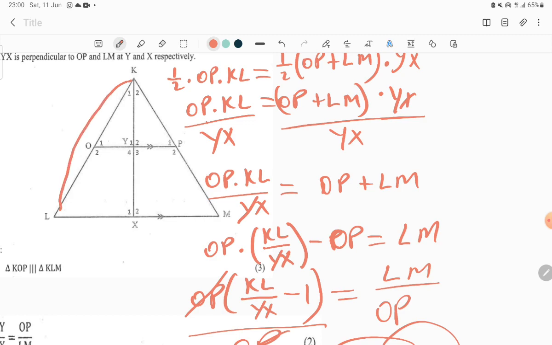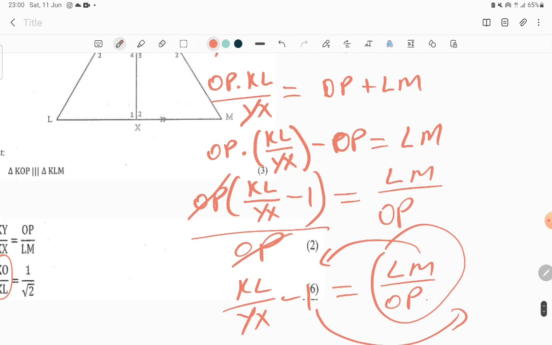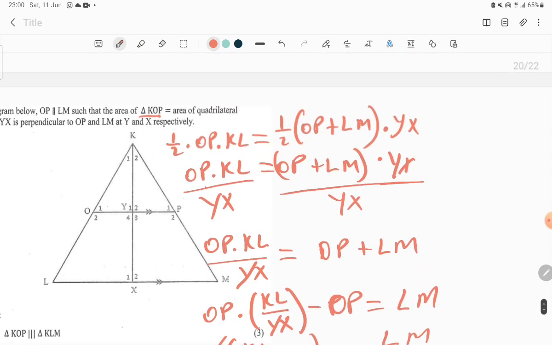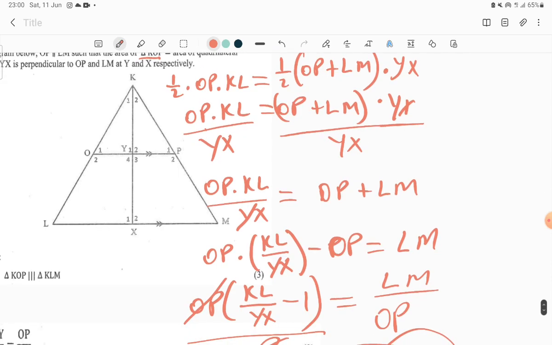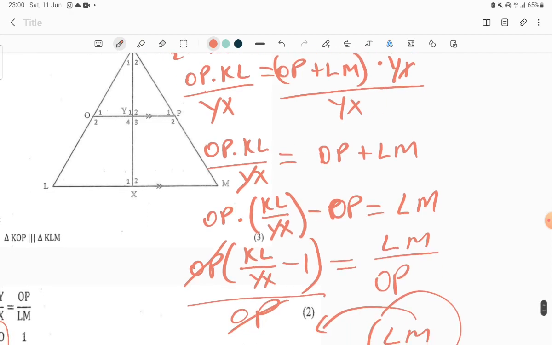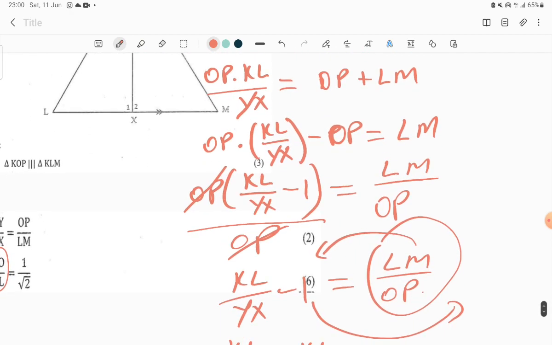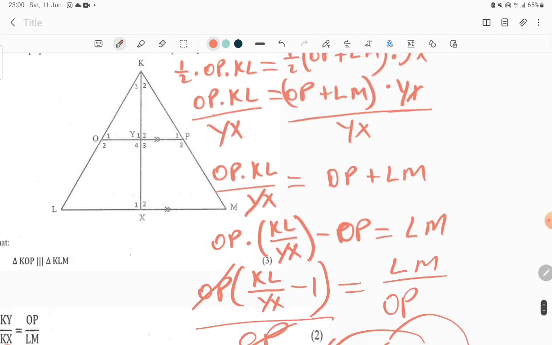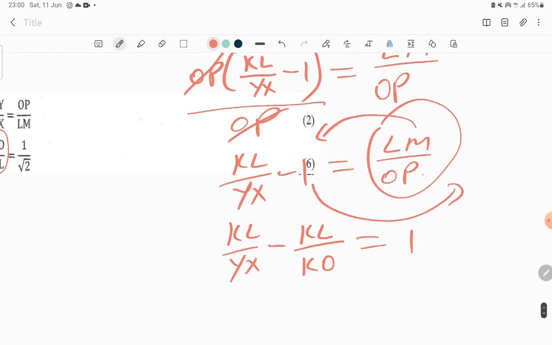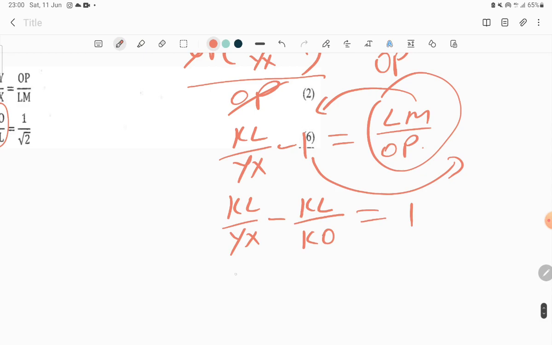All right, what are we having? There's no YX there, no KL there. Okay, so wait, let's just work it out. KL is the same as, okay, what are we having?